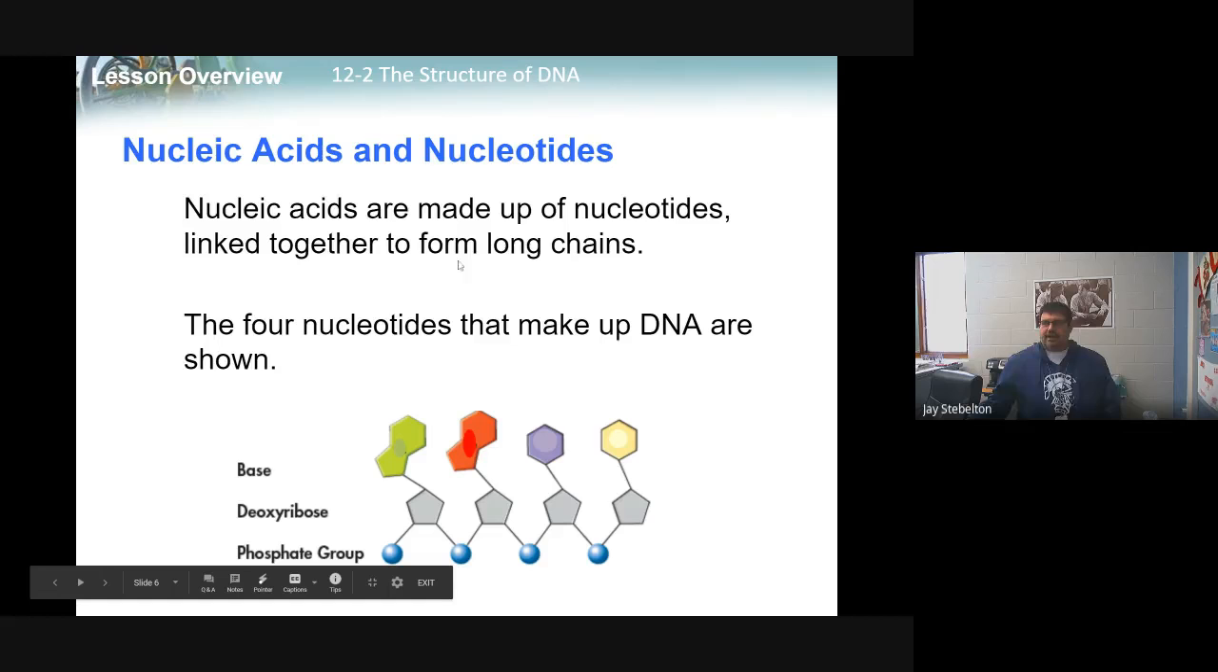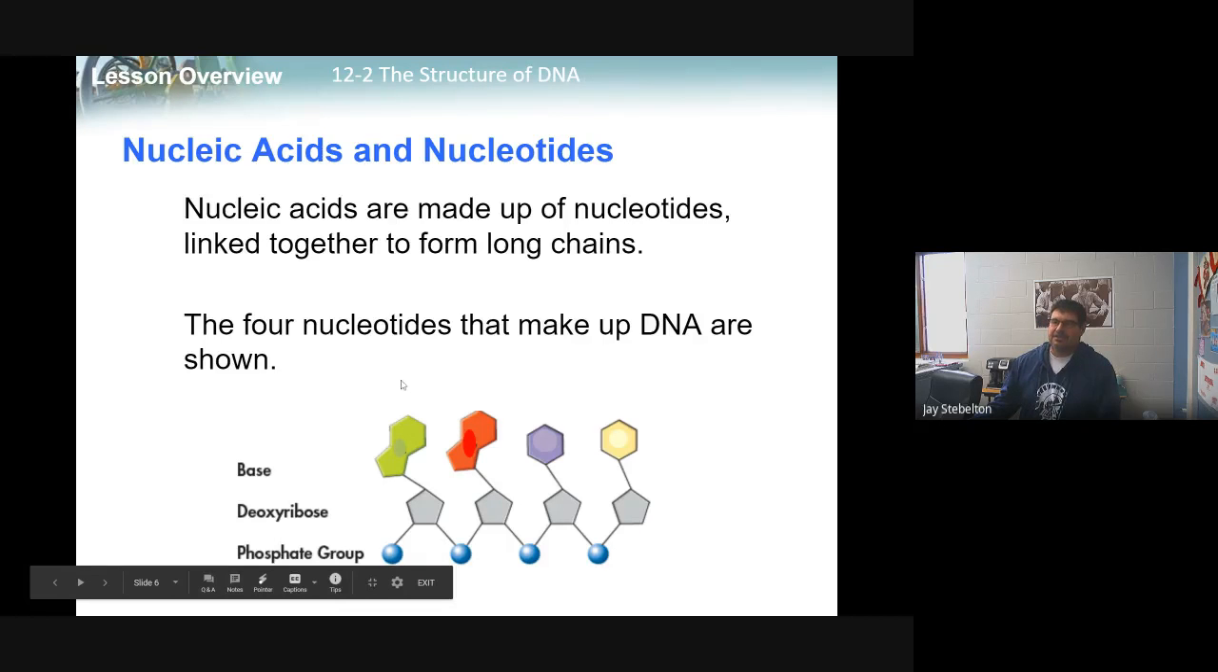So here are the nucleotides chained together. Phosphate group, 5-carbon sugar, nitrogen base. Phosphate group, 5-carbon sugar, nitrogen base. Phosphate group, 5-carbon sugar, nitrogen base. This would be one side of the DNA ladder.